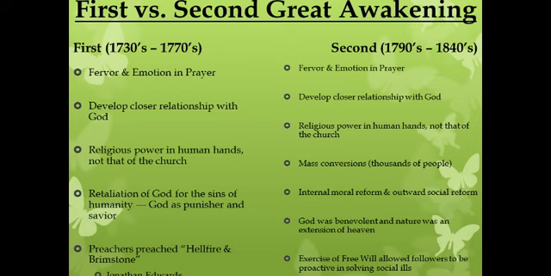So I want you to start to see the connections between the various reform movements. An exercise of free will actually allowed followers to be proactive in solving social ills and also in curing their own sin, or at least effectively dealing with their own sin. So there was a lot more proactivity involved here with the Second Great Awakening versus the first.